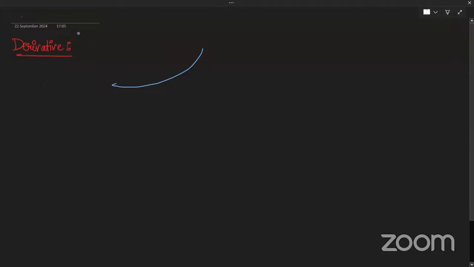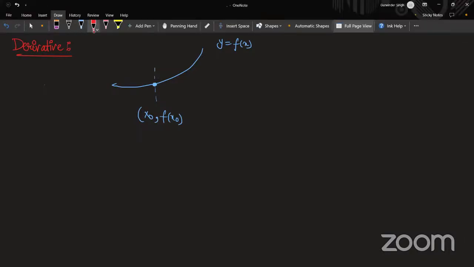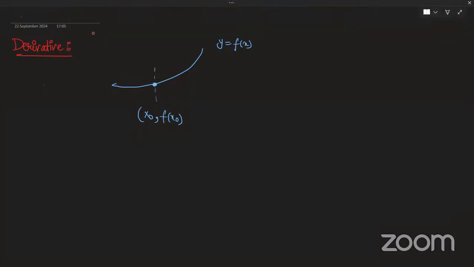For example, you have a function y is equal to f of x. Here we have any point. Let us take this point to be any coordinate, and I assume this coordinate to be x naught, comma, f of x naught. This is any point on the curve. I take a point that's just next to this. So I can say it as x naught plus h.